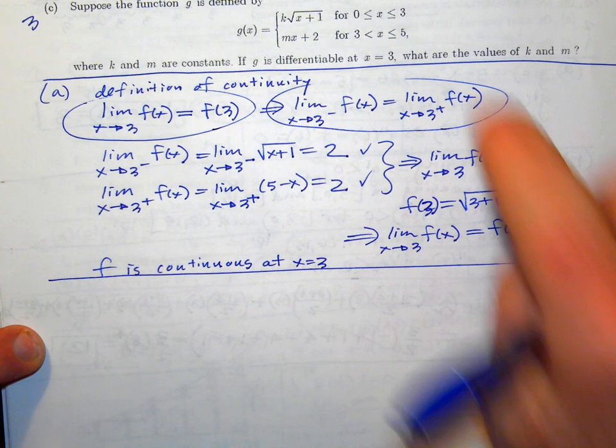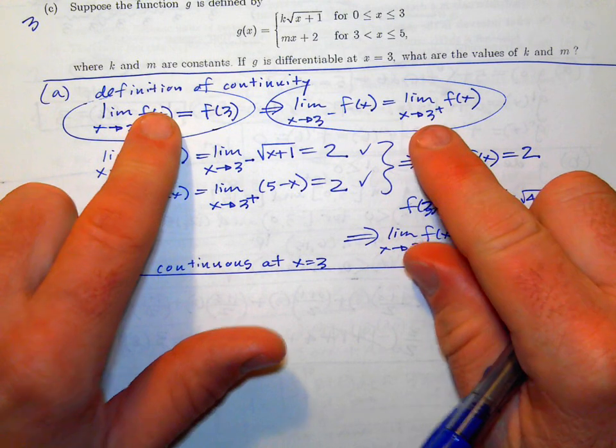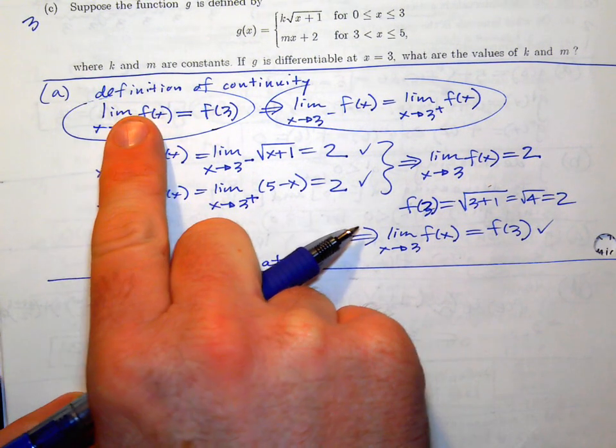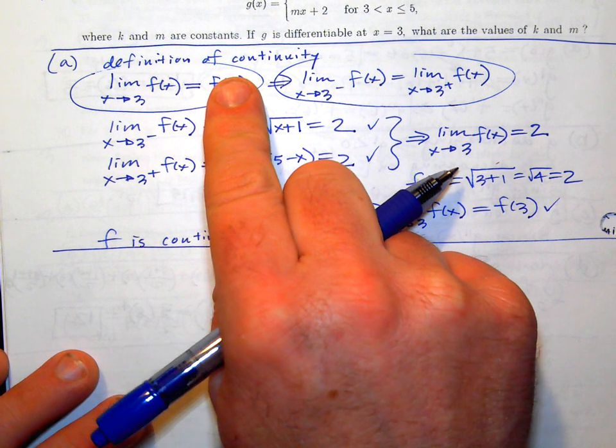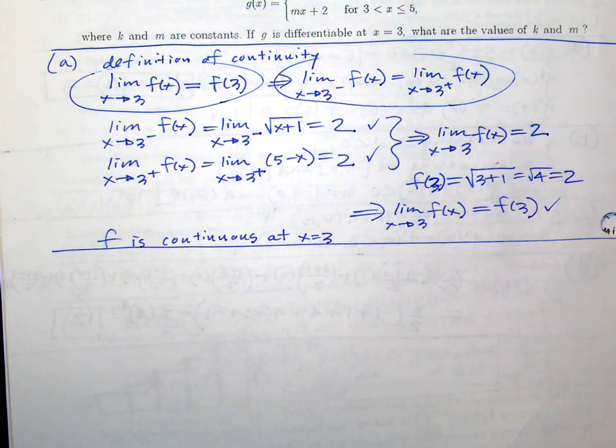But we have to use the definition of continuity that says the limits agree with each other and agree with the value of the function there. They don't have to agree with the value of the function there for the limit to exist on its own, but for the graph to be all connected, no holes, no jumps, that has to be true.